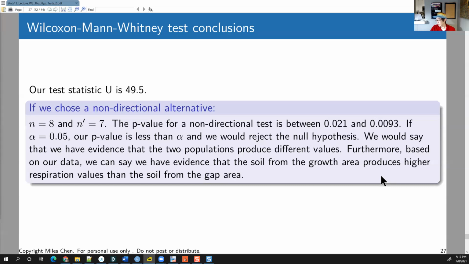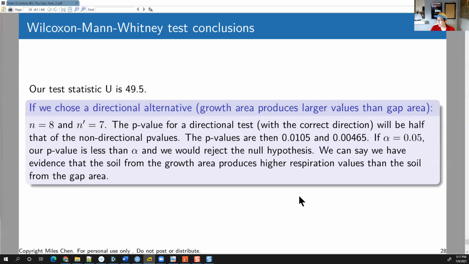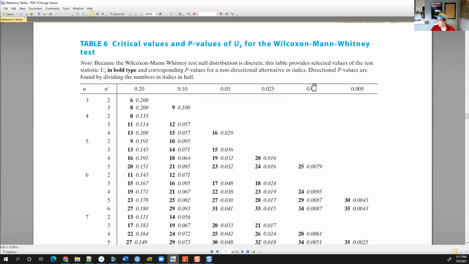Okay, so that's what we would get for a non-directional alternative. If we have a directional alternative, one directional alternative was that the growth area produces larger values than the gap area. And the p-value for the directional test, and this one is the one with the correct direction, will be half of that of the non-directional p-values. If you read the heading at the top of the table, it says directional p-values are found by dividing the numbers in italics in half.